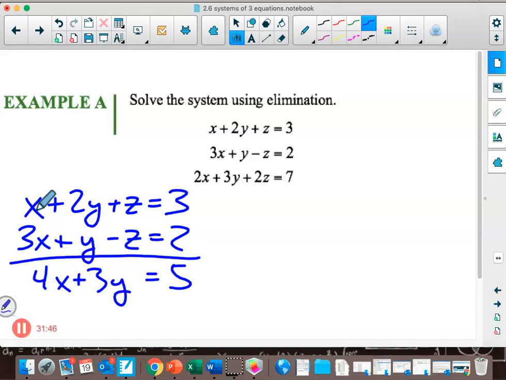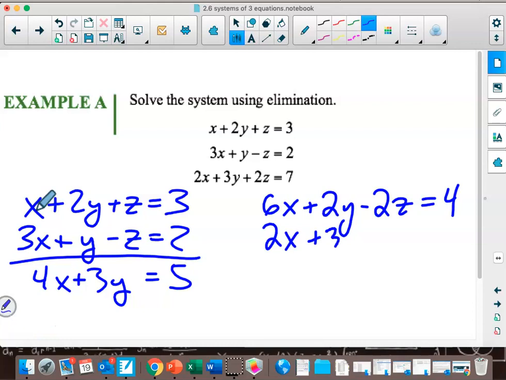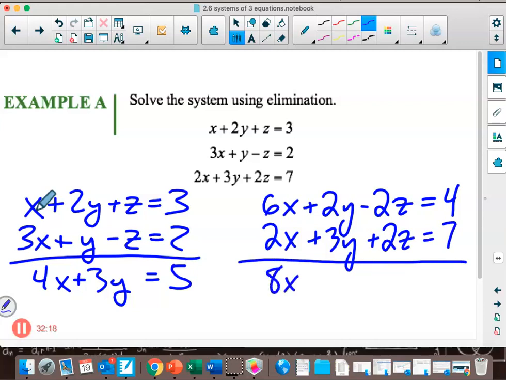We good so far? Okay, pick two other equations. We did top and middle, now what? Middle and bottom? All right. So Paxton, what did you do so that the z's would drop out again? I multiplied the top by 2. So you got 6x plus 2y minus 2z equals 4, and 2x plus 3y plus 2z equals 7. Add down, how many x's? 8x. How many y's? 5y. How many z's? 0. Equals 11.